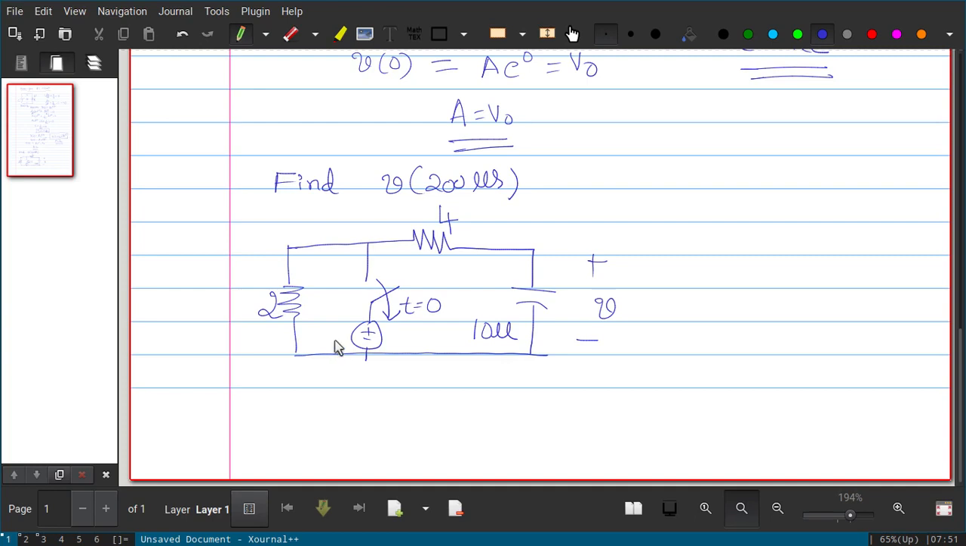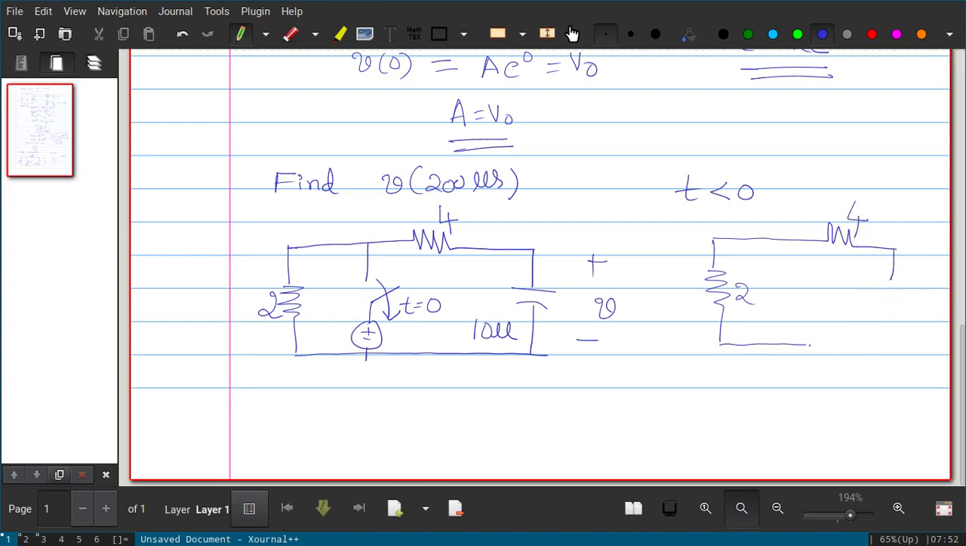Okay, so step 1, you have to first draw the equivalent circuit for t less than 0. For t less than 0, the switch is closed; at t equal to 0 it is opened. So what will be the circuit? The circuit will have a 2 ohm and a 4 ohm resistor, and this capacitor, how can we model that?